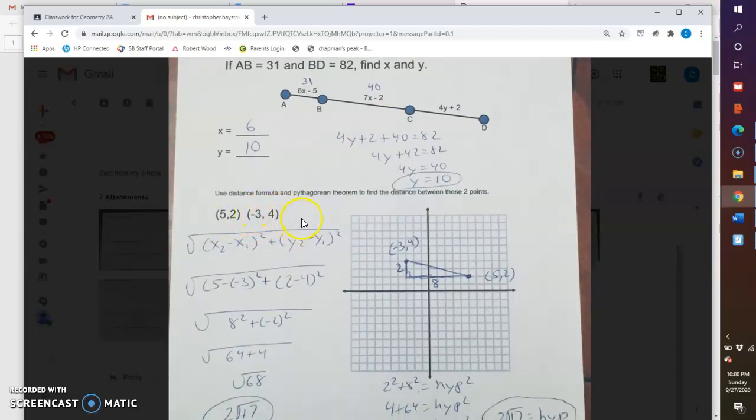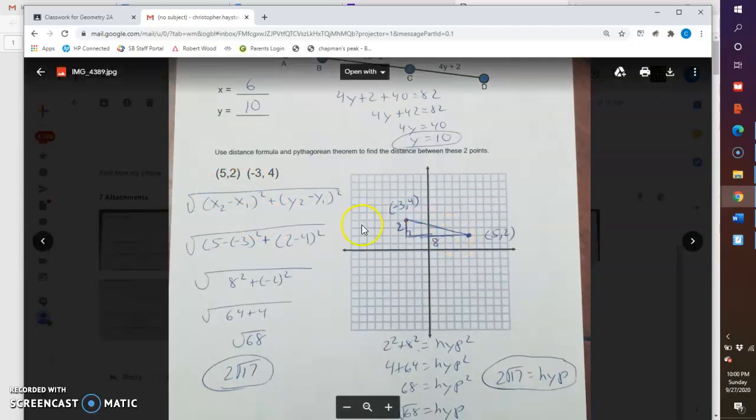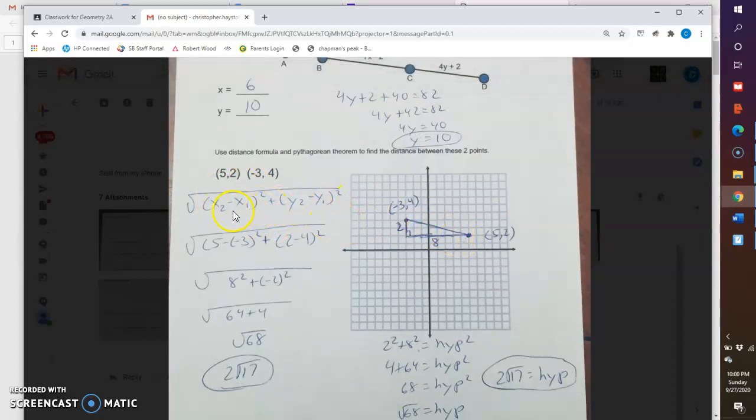Here, if I give you 2 points, you should be able to find the length between these 2 points using the distance formula, x2 minus x1 squared plus y2 minus y1 squared, and the square root of the whole thing, or the Pythagorean theorem, which I'll show you on the graph. I happen to make 5, 2 my x2, y2, and negative 3, 4 my x1, y1, but that order does not matter. Remember, we only subtract x's from x's and y's from y's.